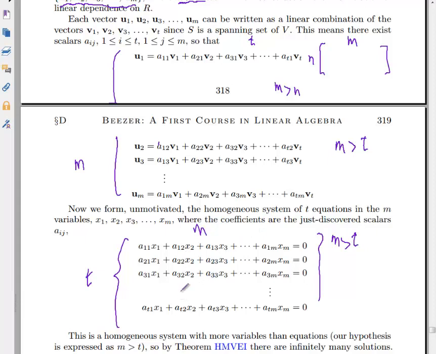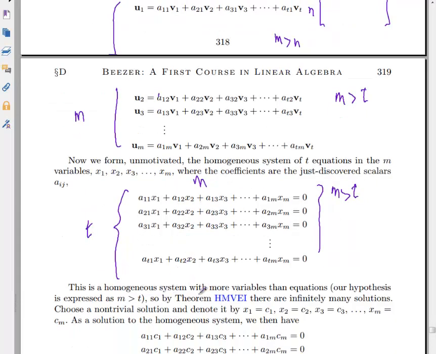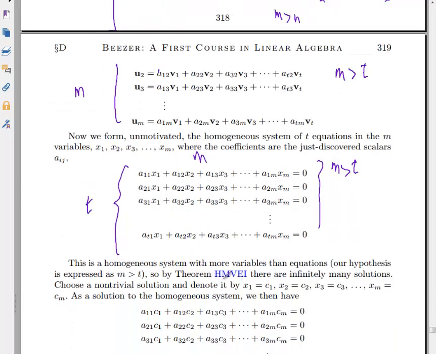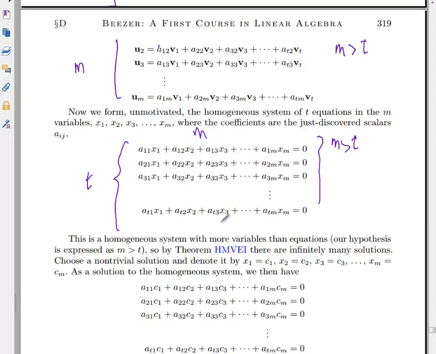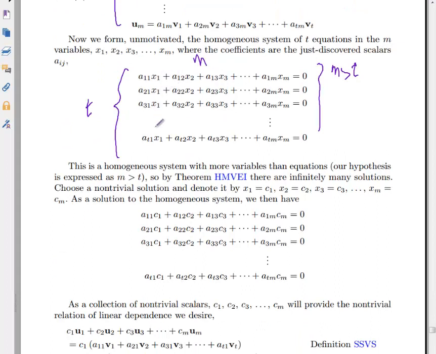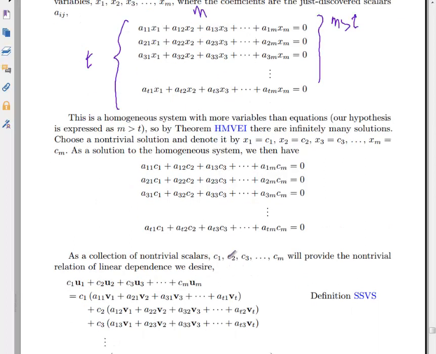Okay. All right, now what we have here is a homogeneous system with more variables than equations. So there are infinitely many solutions. We know there are free variables, and we can find infinitely many solutions. Okay, so let's suppose a solution to this system, we'll call that c1 through cm. Okay? And let's see what we can do with these constants c1 through cm.